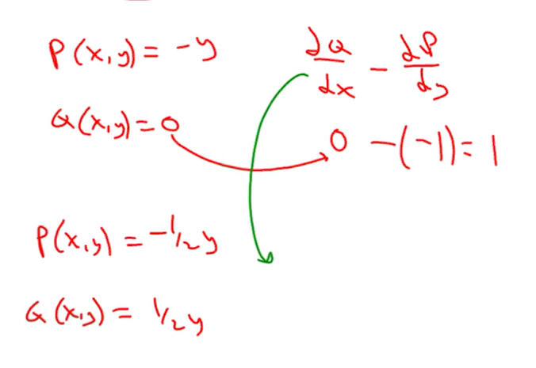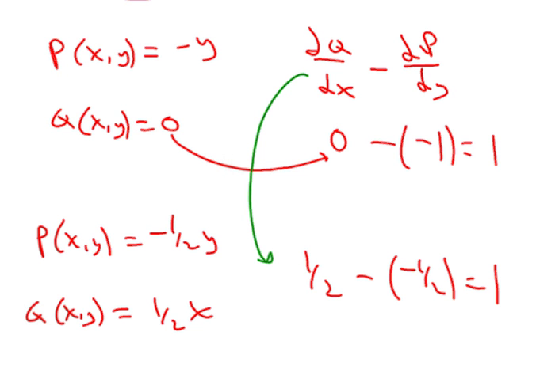Q dx, I made a mistake there, hold on a second. This should have been negative a half x here, forgive me. Okay, that's better. So dQ/dx is 1/2, minus dP/dy, which is negative 1/2. Sure enough, you get 1.